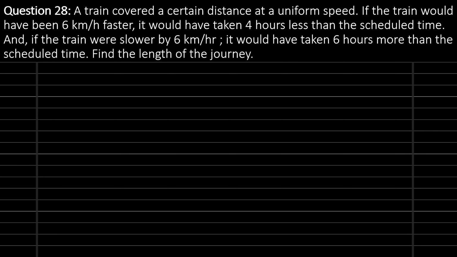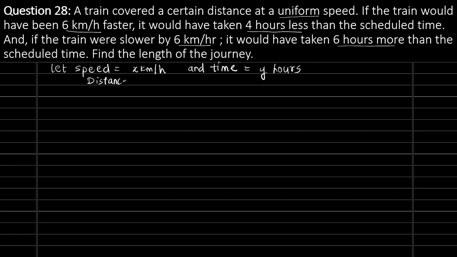So here we have not been given what the speed and time are. Let's assume them. Let speed be x km per hour and time be y hours. So what happens to distance? Since we know speed is equal to distance upon time, distance will be equal to speed, which is x, multiplied by time, which is y. So distance came out to be x into y.